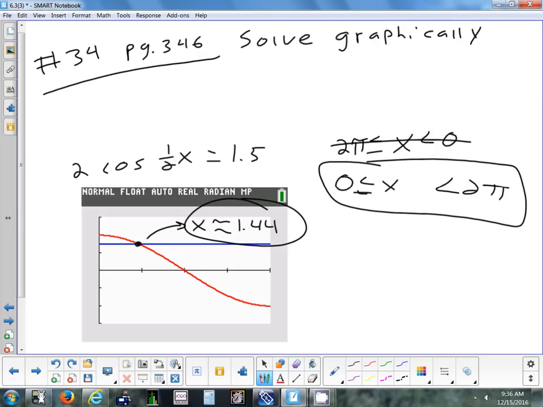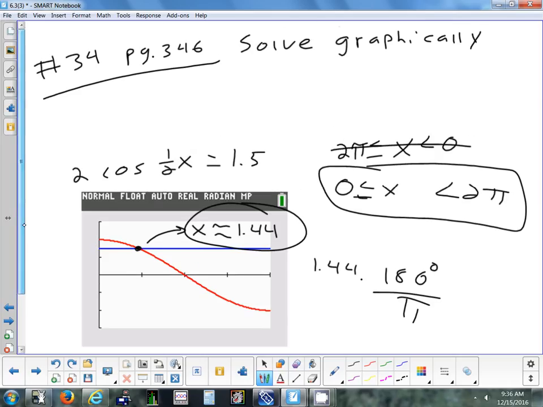Or just change this answer to degrees. Okay, if you say, well, how many degrees is that? I could just square this. And that would convert 1.44 radians to degrees. Okay, but I'm just going to do it in radians. Okay, any questions on that one?